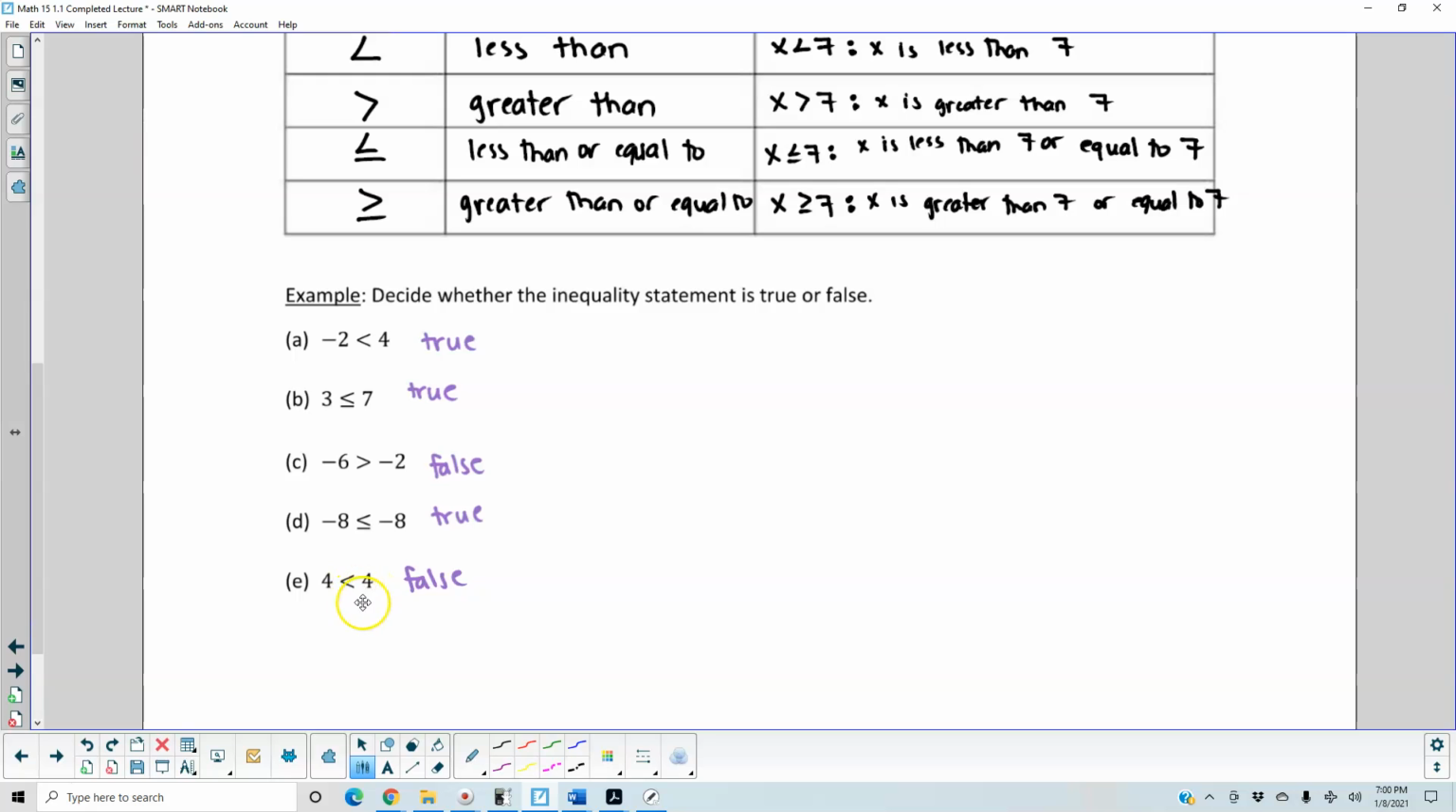And the last one, part E, 4 is less than 4. That is not true. It doesn't have an equal sign underneath it. If it did, then it would be true. But 4 less than 4 is false.